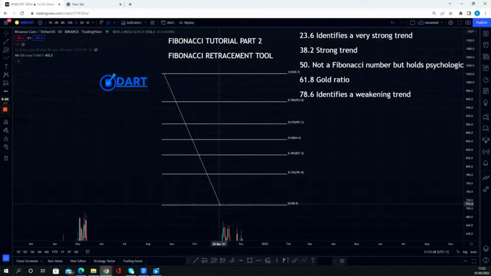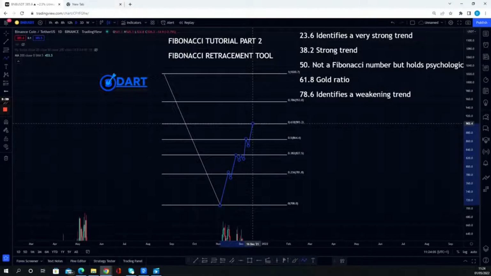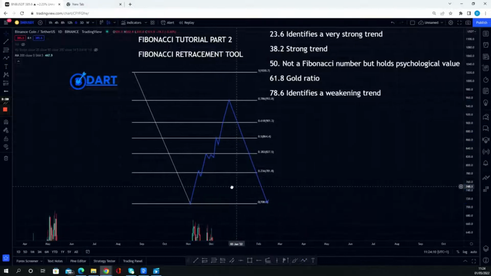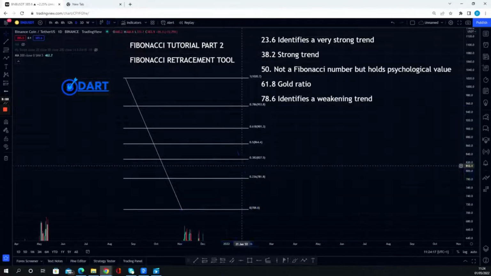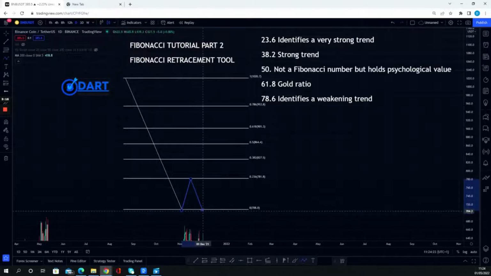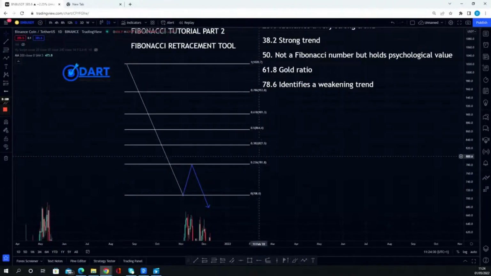So just as an example, we've come from our swing low here, and we might get some reaction here. Get some reaction at the 38.2 level, 50% level, and we're just trying to identify the strength of the trend. So if we did come all the way up to the 78.6 in this example, we'd know that the trend's actually weakening and a reversal is possibly near, or the probability is higher that a reversal is possibly near. Alternatively, if we're seeing it come up to the 23.6, then that has identified that we're in a very strong trend and a reversal is possibly not near.